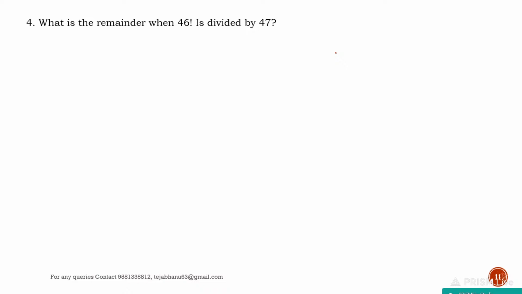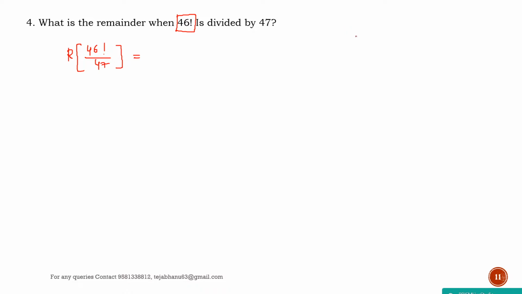See, what is the remainder when 46 factorial is divided by 47? That is, have a look. He asked to find the remainder when 46 factorial is divided by 47. This is a question from the remainders concept. Now, some basic ones.